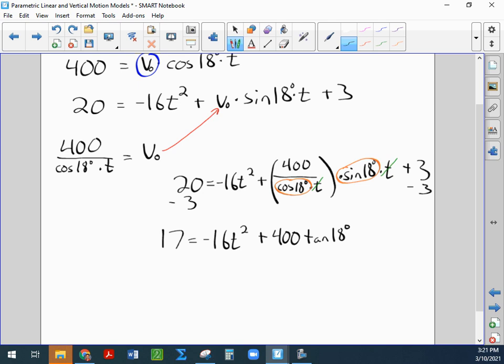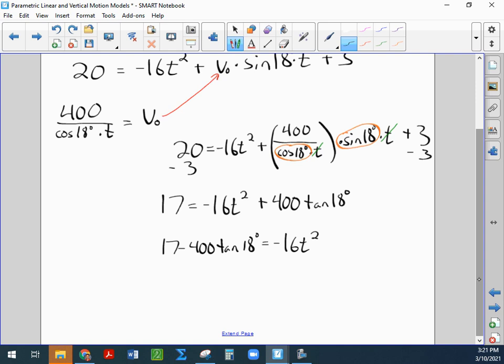And that's it. Sine over cosine is tangent. I have the 400, the t factors have already canceled, and I subtracted 3 on both sides. So I could subtract that. 17 minus 400 tangent 18 degrees is equal to negative 16 t squared. If I divide by negative 16, I'm just going to get t squared equals, and so t equals plus or minus the square root.